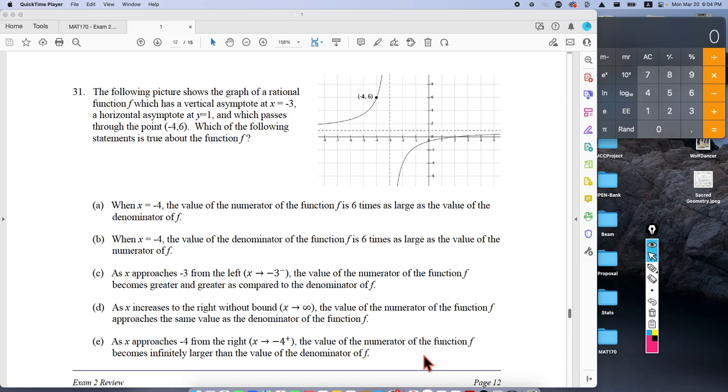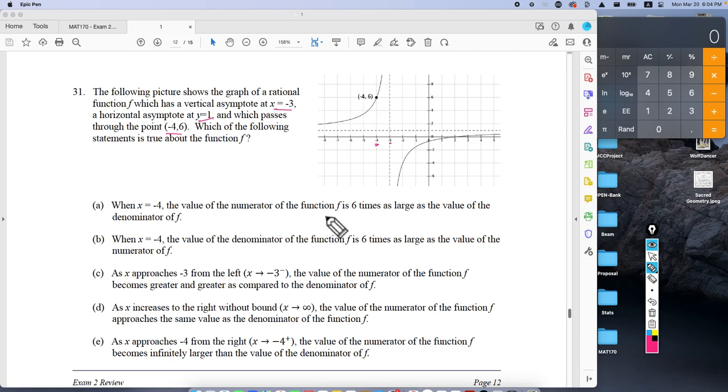31, we are given this graph. We are told that there is a vertical asymptote at -3, a horizontal asymptote at y equals 1, and it passes through this point, -4, 6. Then we're going to ask some questions, and these will have true or false answers. When x equals -4, it's here, notice it'll have a y value of 6.